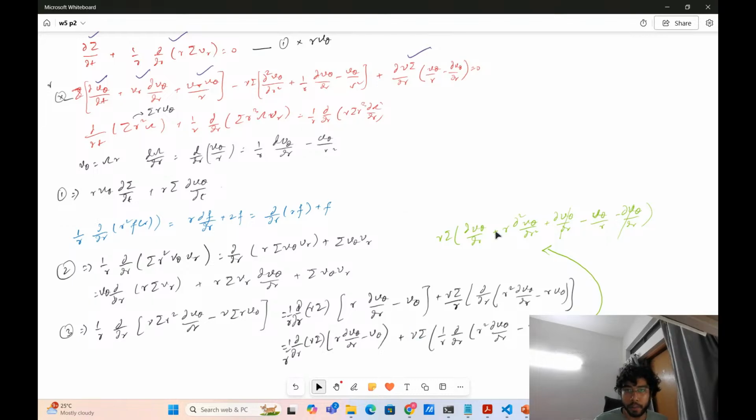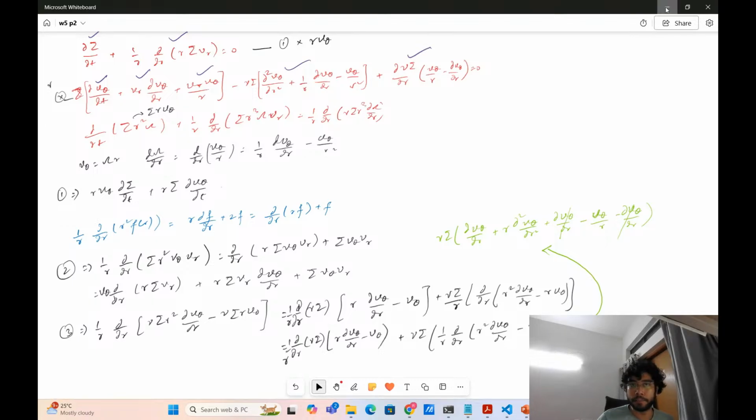And if you look closely, this term is basically what you get from here. Right. So basically, the point is that this equation is this equation multiplied by r v theta plus this equation multiplied by r. So it's a messy calculation, but I think this kind of exercise is good for seeing things.